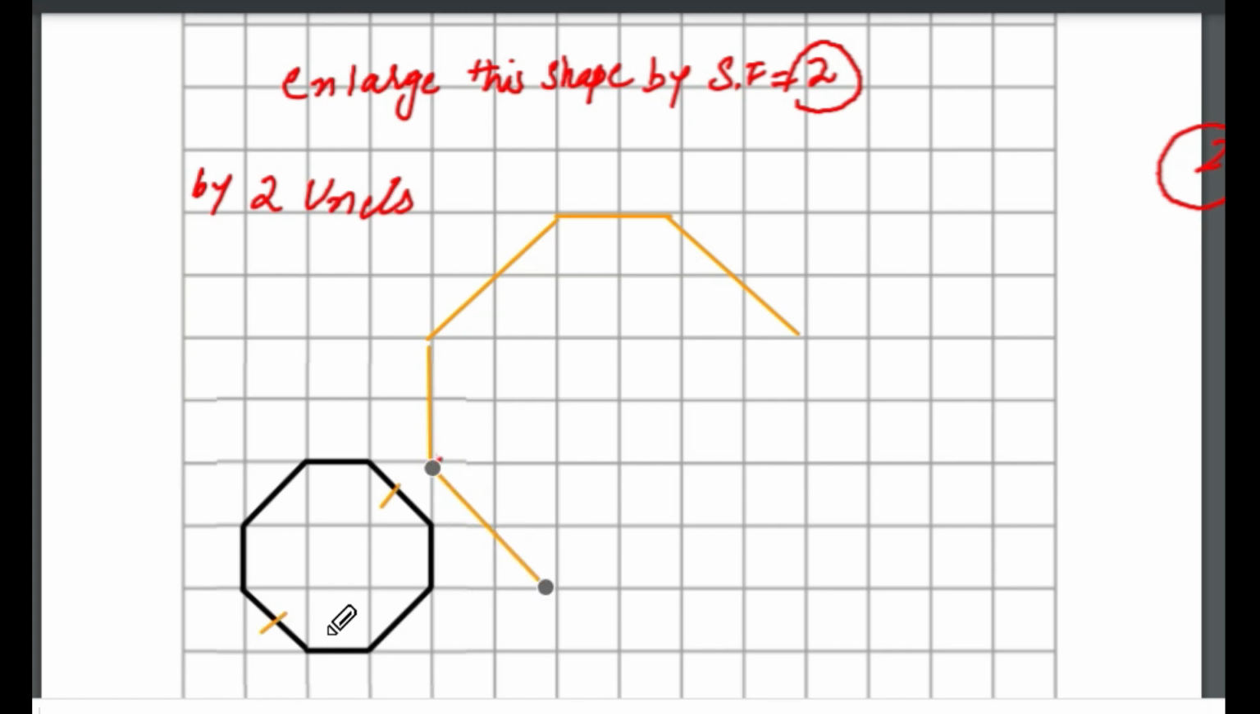And now in the same way this one, 1 and 2, and in the same way this one, 1 and 2. Then you need to join these, and this is again 2 units long. So in this way you have enlarged your shape by scale factor of 2, right? SF means scale factor. So this is a very easy example. Let's do some more examples.